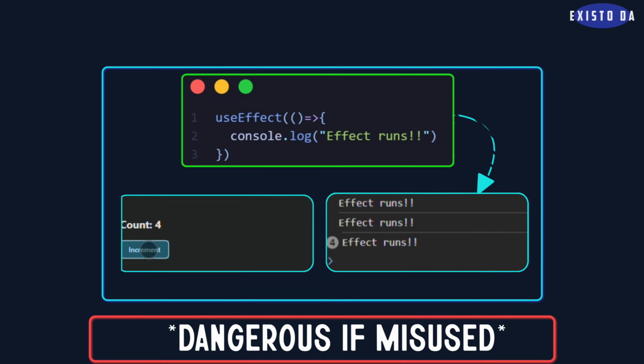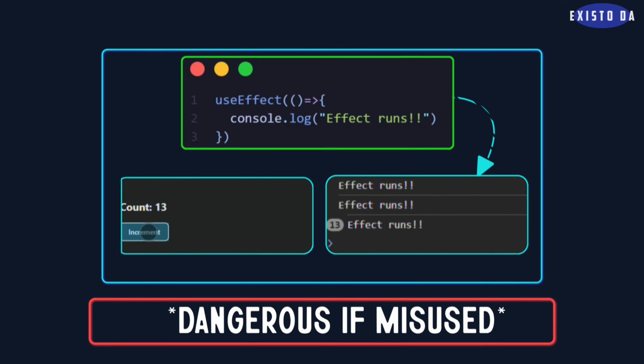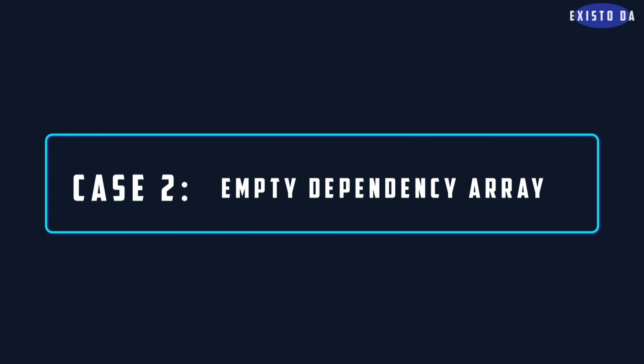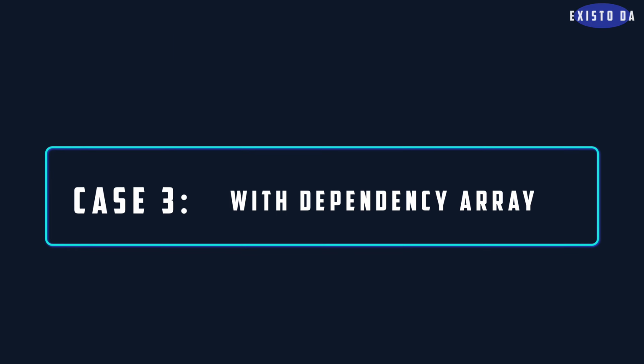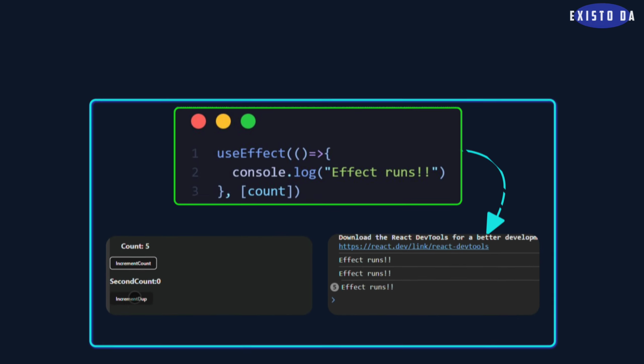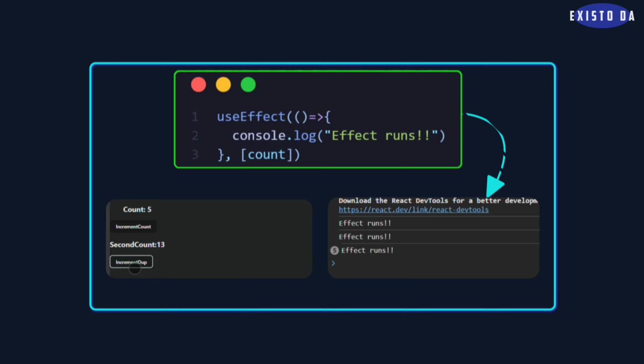Effect runs on every render and initial render. Runs only on first render. Runs on first render and whenever dependency changes.